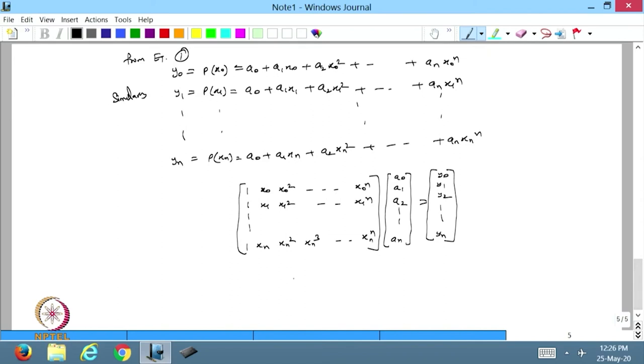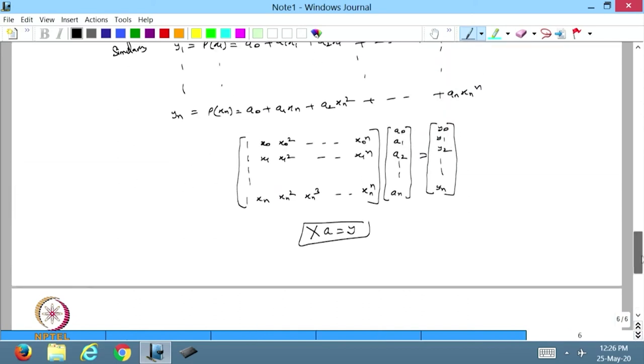So from here I will get this value. This is my system of equations in the form of A x equals y, but because this matrix involves x, I should write it as V a equals y, where this is the system of equations. Now this matrix, whatever matrix we are getting, has a special name and this is called Vandermonde's matrix.